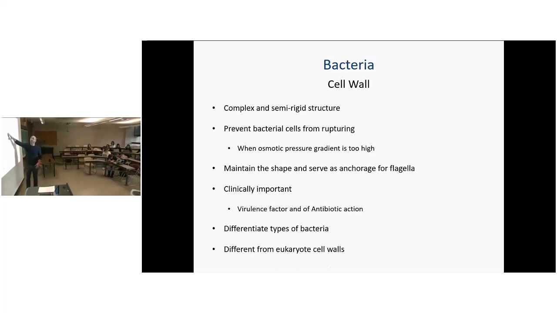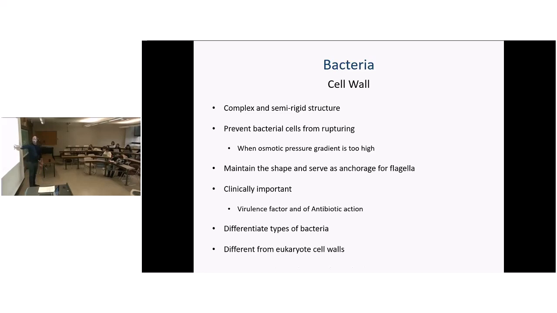The reason they have the cell wall is to prevent the bacteria from rupturing. We understand that these bacteria have to live in certain conditions, especially outside the host, and they will survive quite a bit. But in the environment, they are exposed to a lot of changes in temperature, in osmolarity, in the availability of water and so on. So they have to withstand that osmotic gradient pressure, and the cell wall helps them do that.